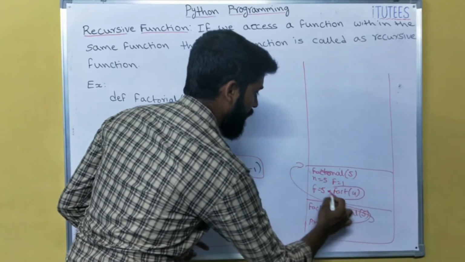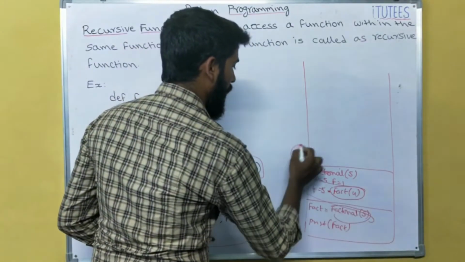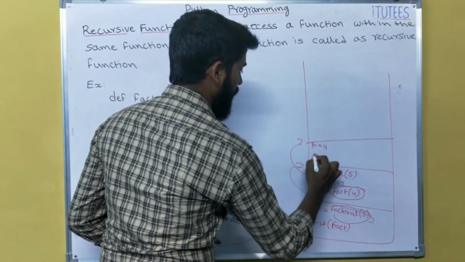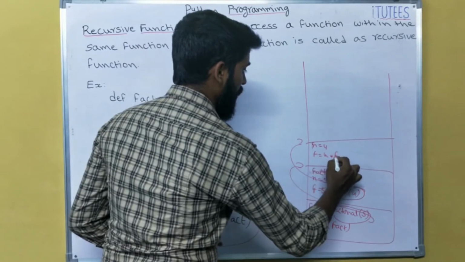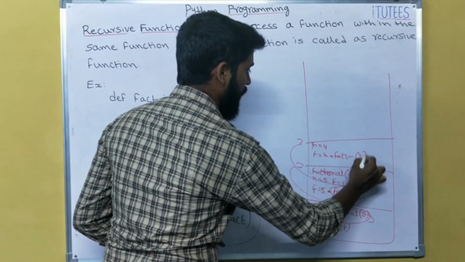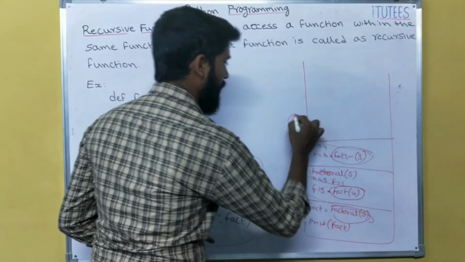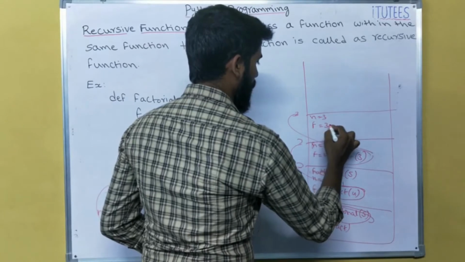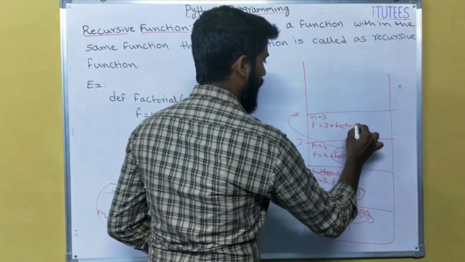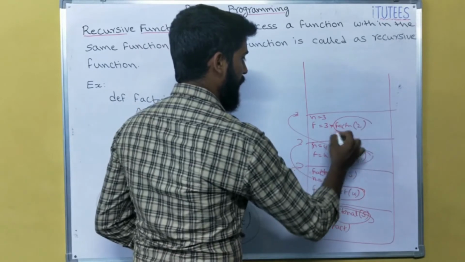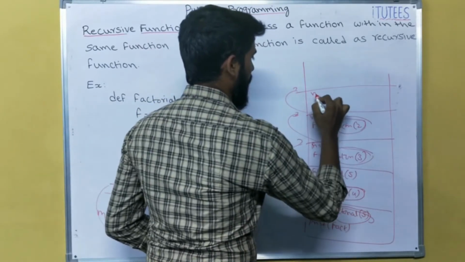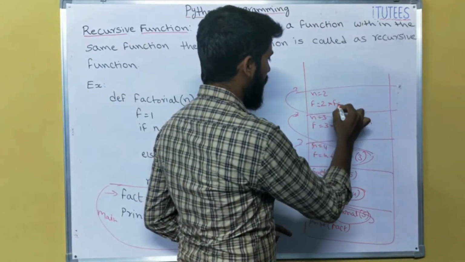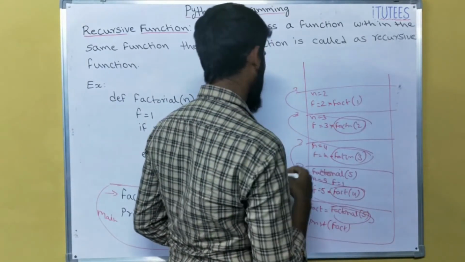What is the value of fact of 4? We don't know, so another function call occurs. In the same way, n equals 4, f equals 4 into factorial of 3. We don't know this value, so a function call, n equals 3, f equals 3 into factorial of 2. Again a function call, n equals 2, f equals 2 into fact of 1.